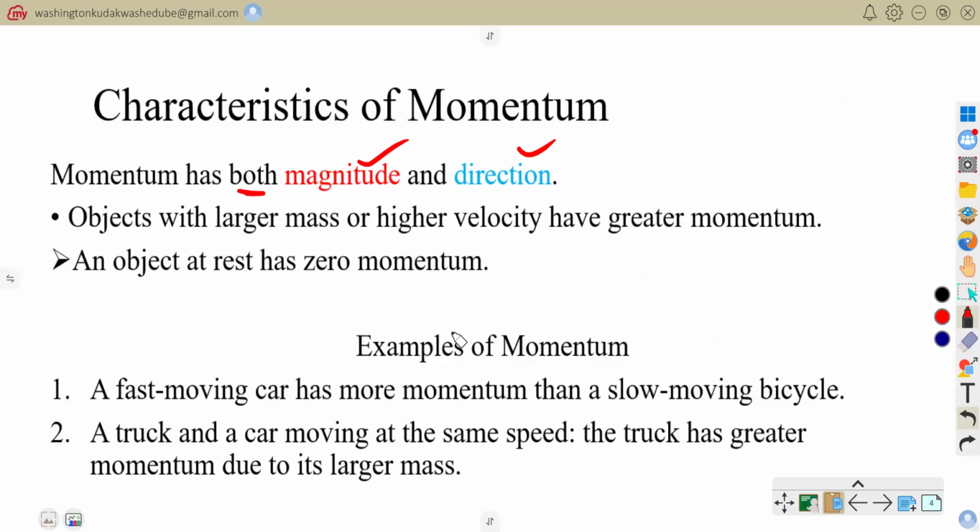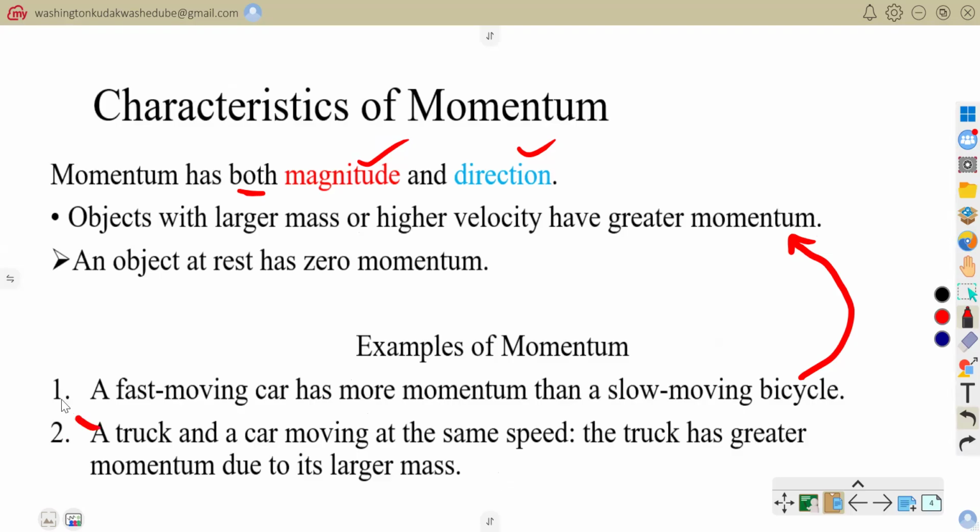And this will translate to the fact that, for example, a fast moving car has more momentum than a slow moving bicycle. This translates to the characteristic where we said whenever we have a higher velocity, we will definitely have greater momentum. And a truck and a car moving at the same speed, the truck would have a greater momentum due to its larger mass than the car.